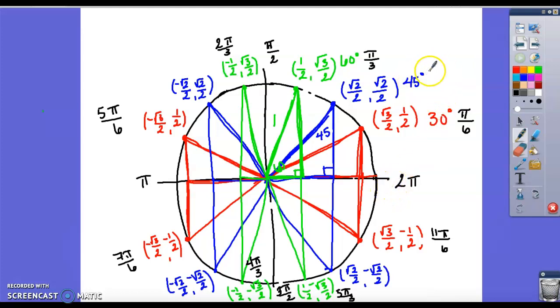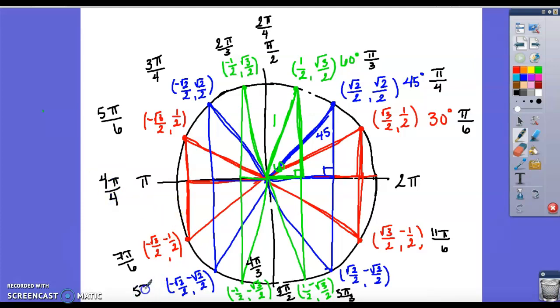Okay, 45 is pi over 4, right? So you're essentially cutting this into fourths. So pi over 4, right? This 90-degree mark, okay, we already did that, but this would also be 2 pi over 4. Okay, this is going to be 3 pi over 4. This would be 4 pi over 4.